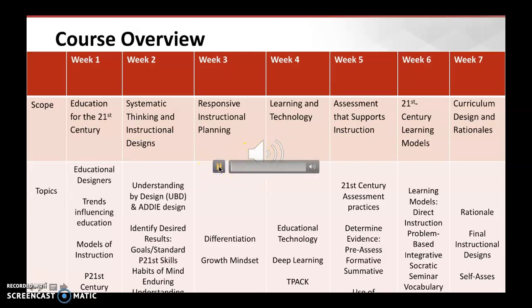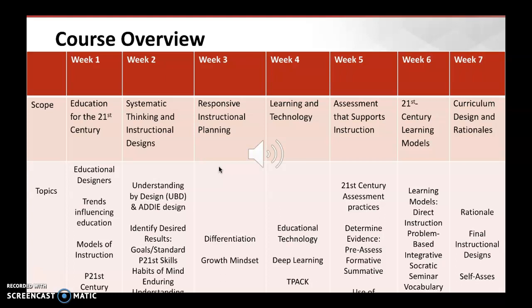This is a course overview for Ed 522. You will see that it's designed to support the program goals as well as our course goals and to support you in your final assignment. We started off the first week looking at education for the 21st century and thinking of ourselves as educational designers, which is a shift in thinking around curricular design. We look at trends influencing education and 21st century skills.